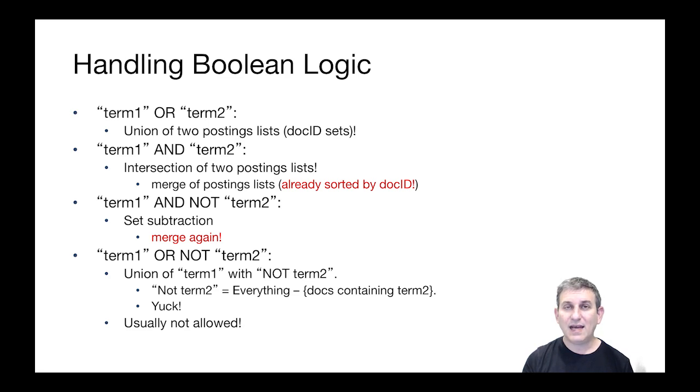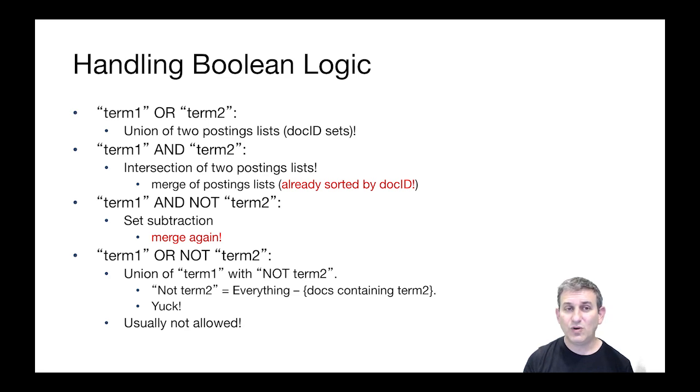Term 1 and not term 2 is basically the same query. We're going to do a lookup on term 1. Then we're going to do a lookup on term 2. And we take the postings lists of term 1 and we look for occurrences of term 1 that are not in the list for term 2. So it's a merge again of these sorted doc ID lists. But here the rules for what we keep are it has to be in the first list and not in the second list.